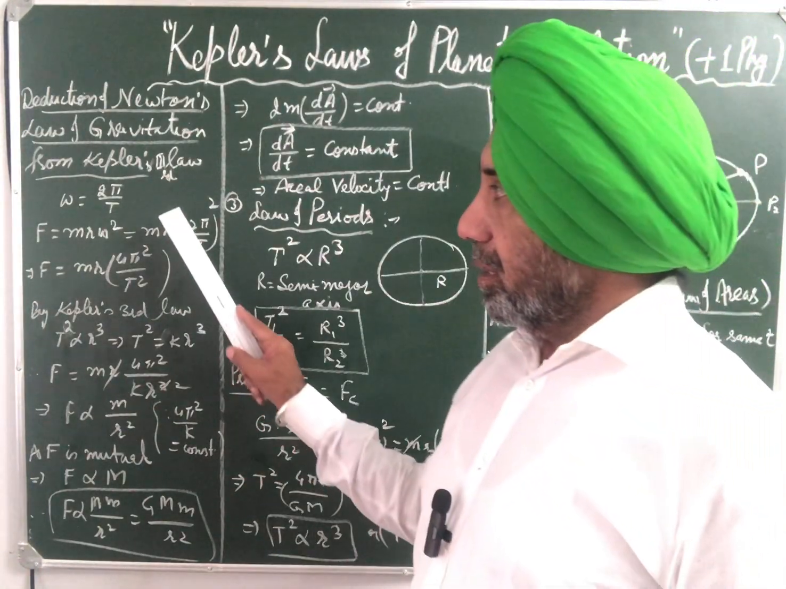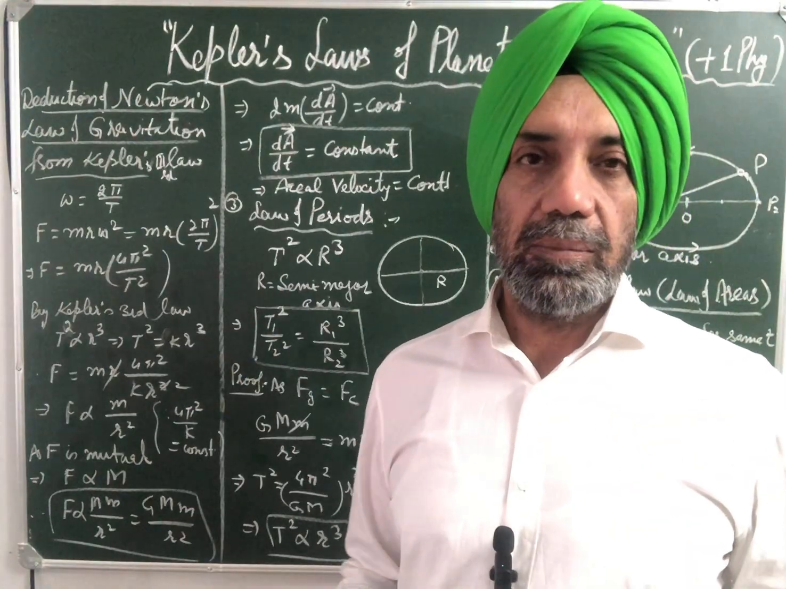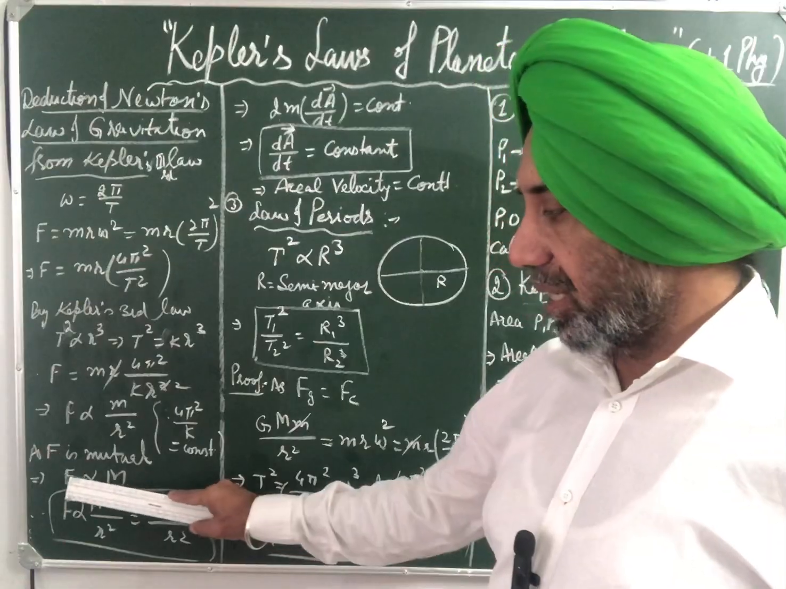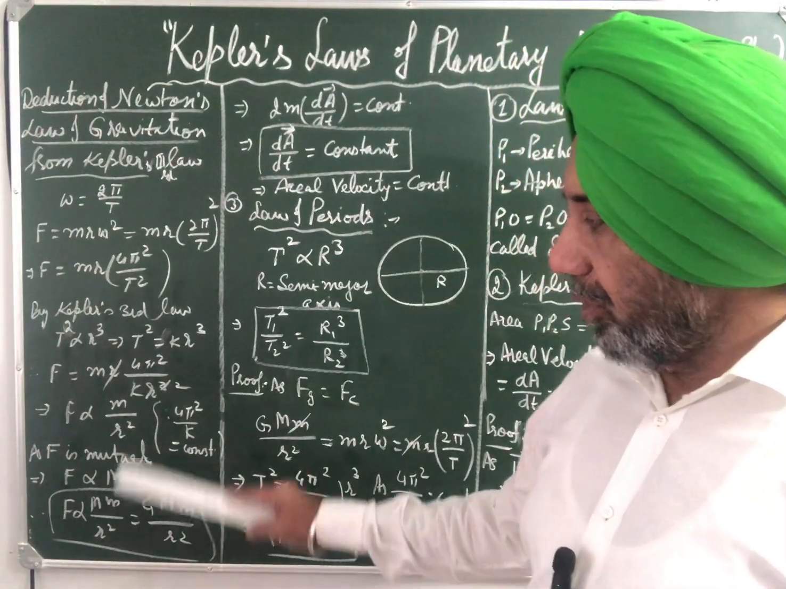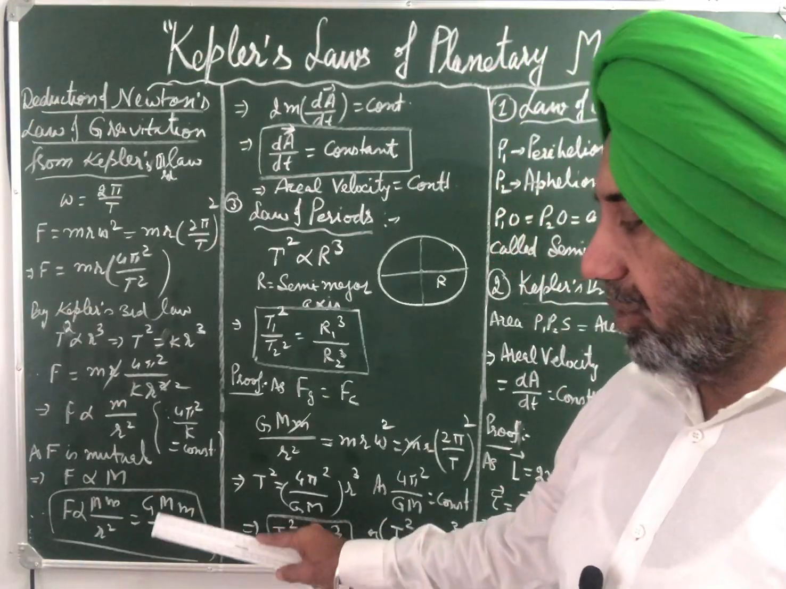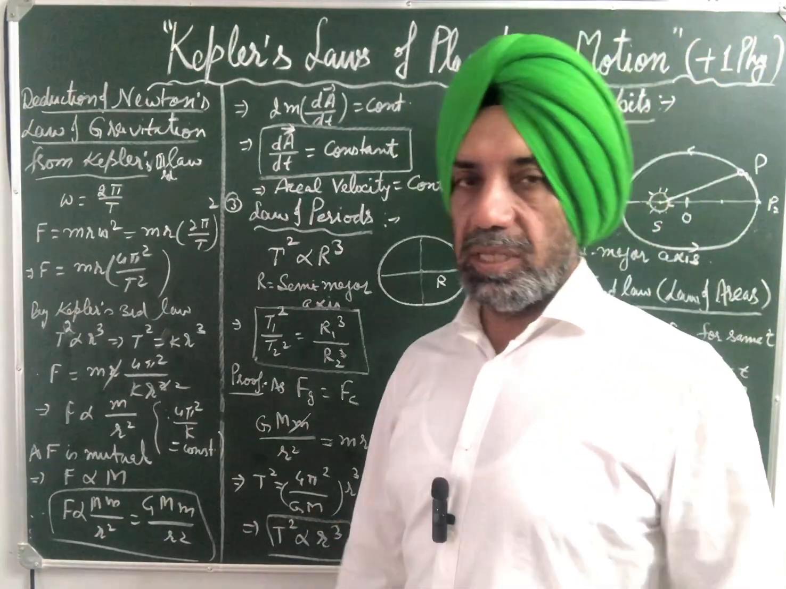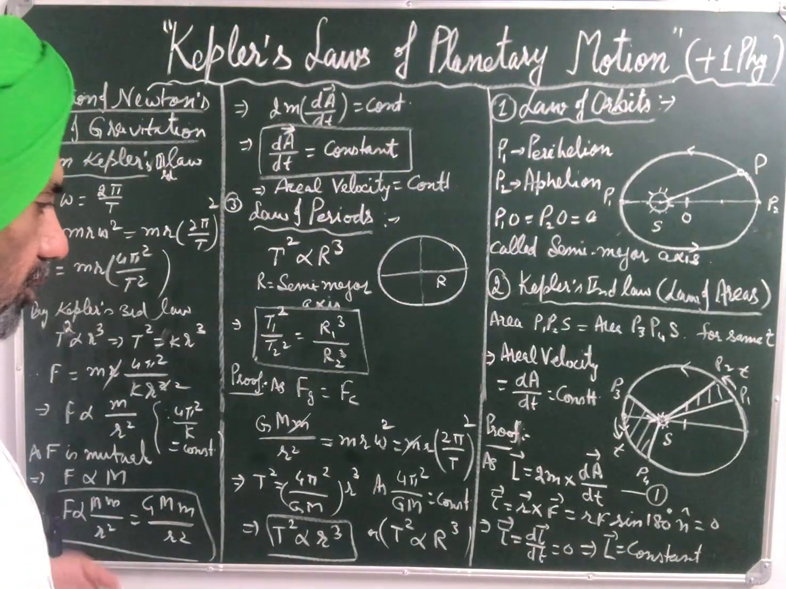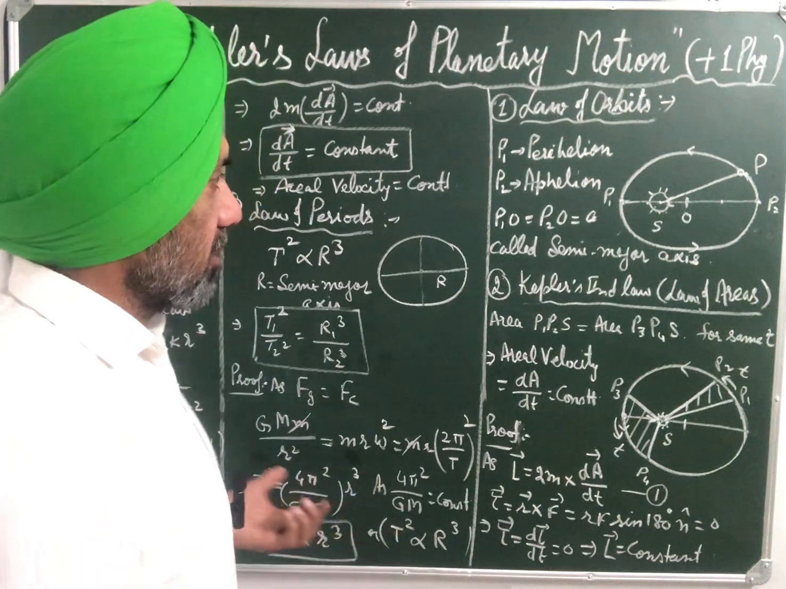Now, since the force between planet and sun is mutual, F must also depend upon the mass of the sun. So F is directly proportional to the mass of the sun, or if we compare these two, F is directly proportional to Mm upon r squared, or F is equal to G Mm upon r squared, which is nothing but Newton's law of gravitation. So we can deduce Newton's law of gravitation from Kepler's laws also.